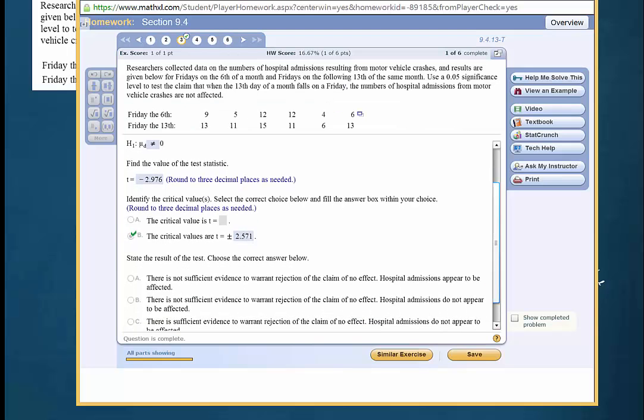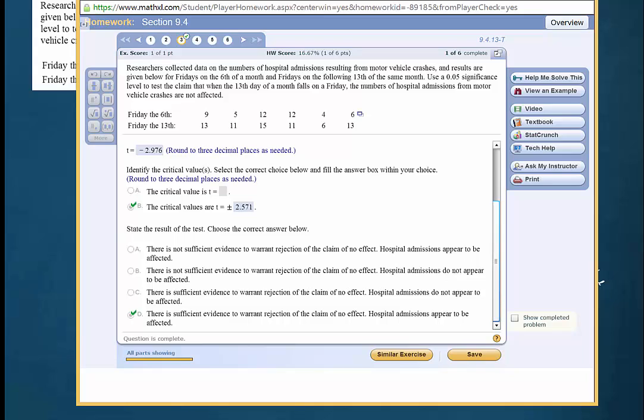So we've found that the test statistic was minus 2.976. We found that the critical values were plus or minus 2.571. And since that minus 2.976 value is less than minus 2.571, we're going to reject the null hypothesis. So we would choose D here. There is sufficient evidence to warrant rejection of the claim of no effect. Hospital admissions appear to be affected.